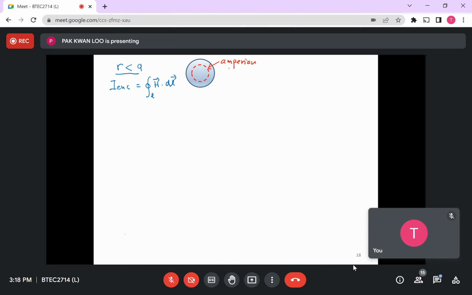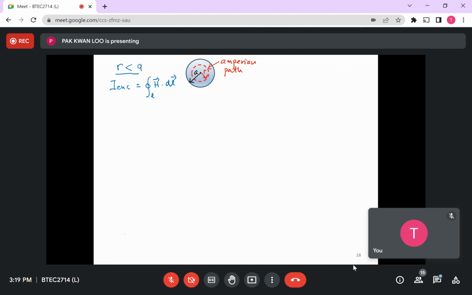Amperian path. Yeah. So the radius is A. The inner one is A. Sorry, I mean this represents the inner conductor. That's why I say the radius is A, while the Amperian path, the radius is R. Okay, is R. Okay.